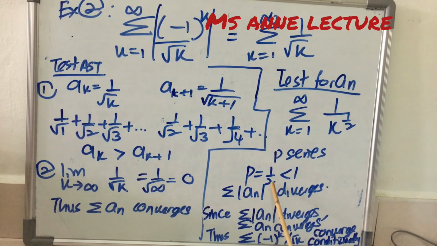The p is equal to half, which is less than 1. So the absolute value of an diverges. So since the absolute value of an diverges, but an converges, the series negative 1 to the power of k divided by square root k converges conditionally.